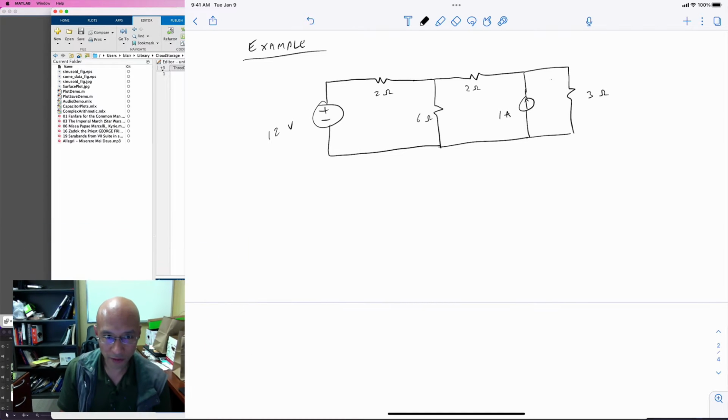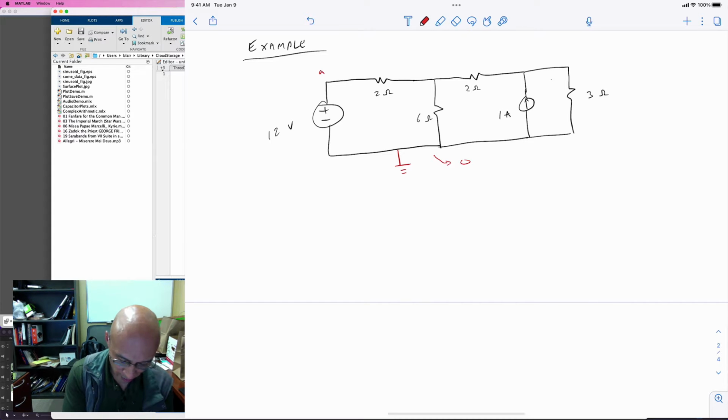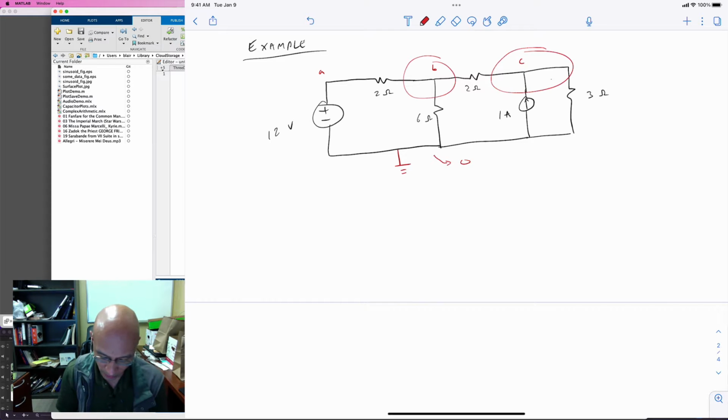We have to start off by picking a ground. I'm going to pick this bottom node as ground. We get to call that 0. We have a few other nodes. We can label them A, B, C. Those are all the nodes in totality, so there are 4 of them. There are 2 unknown nodes, B and C.